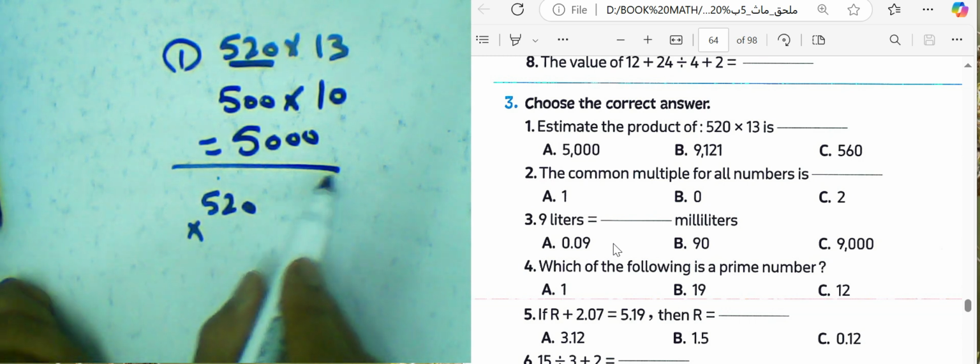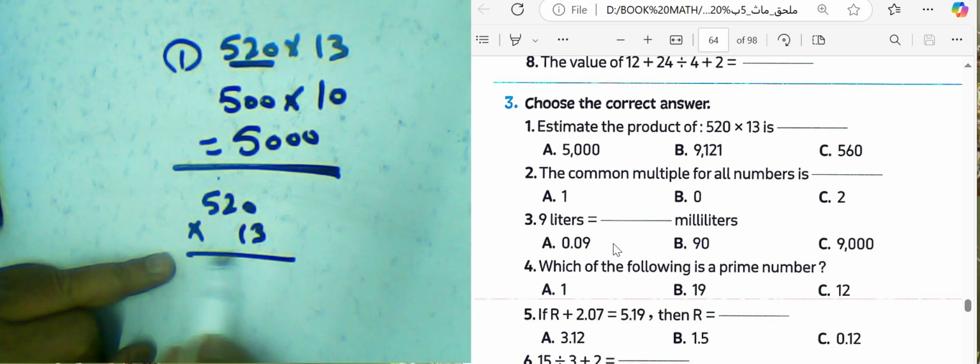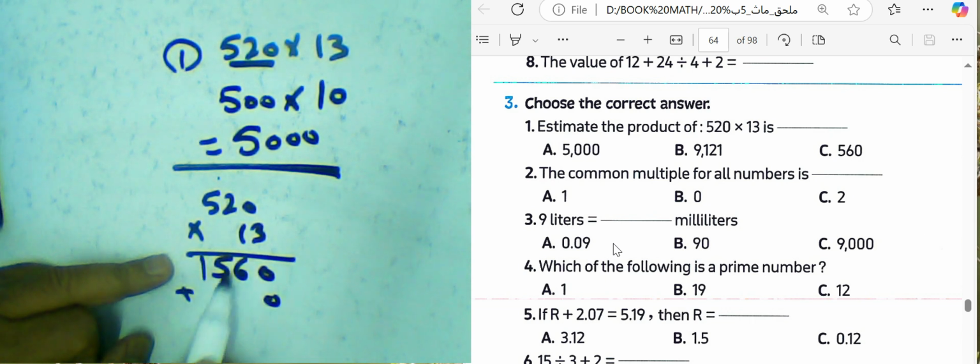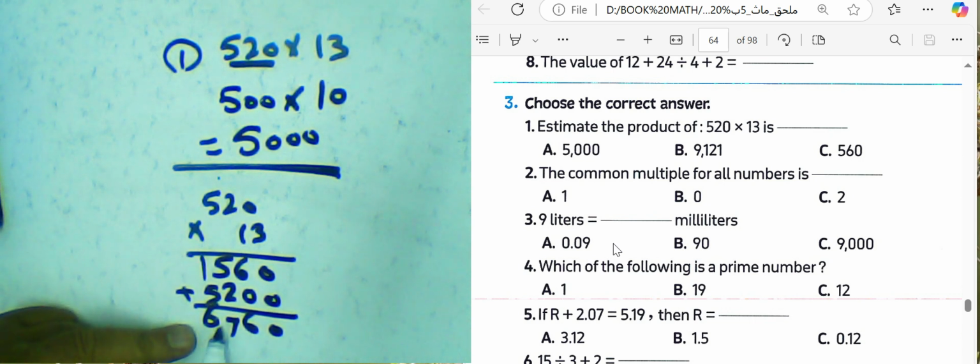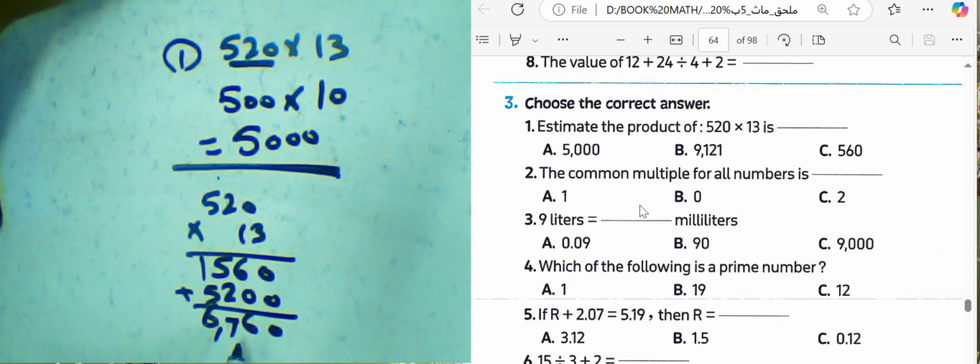You can write the result by another solution, comparing between the actual number and the approximated. We know 520 multiplied by 13 equals: 3 times 0 equals 0, 3 times 2 is 6, 3 times 5 is 15, plus another 0, 1 times 0, 1 times 2, 1 times 5, and then add the two numbers, 5 plus 1 is 6, so the result will be 6760. Okay, and what about the estimated numbers here?